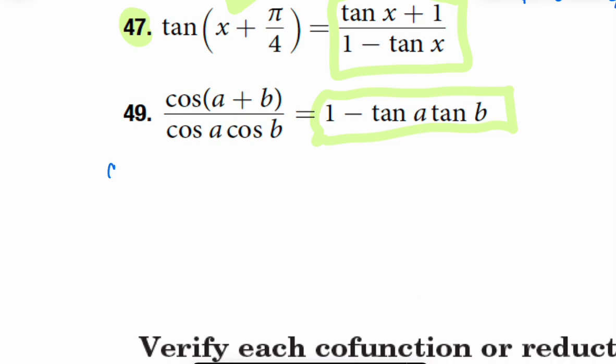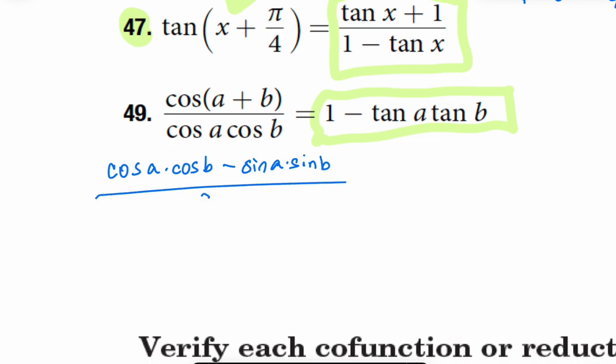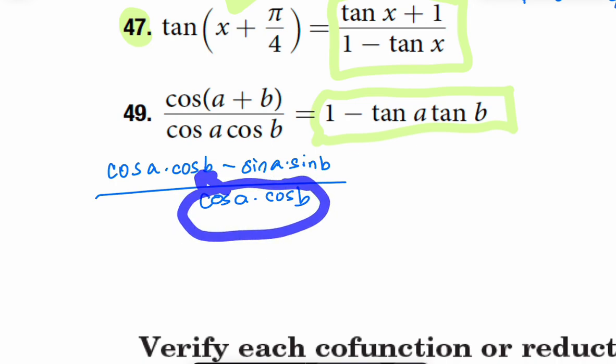So let's do that. That would be the cosine of A times the cosine of B minus the sine of A times the sine of B, all over the cosine of A times the cosine of B. Now, using your rules of fractions, I know you guys love fractions, see how this is split apart into two pieces. We're going to put this denominator under both pieces. So you're allowed to split it into two pieces.